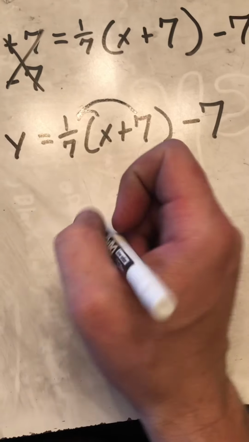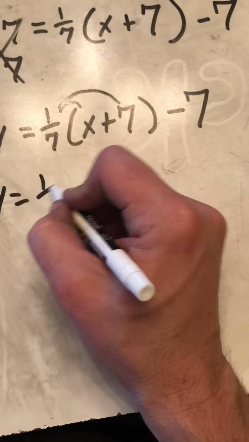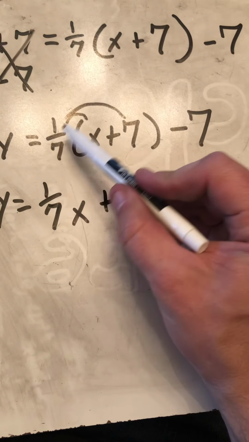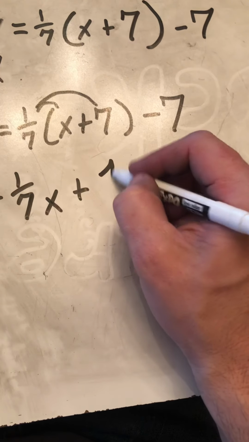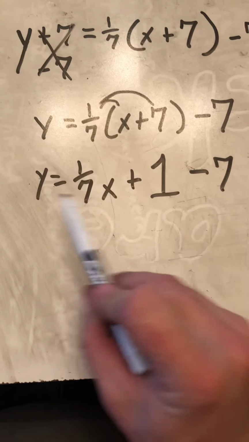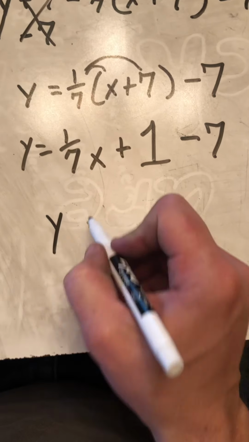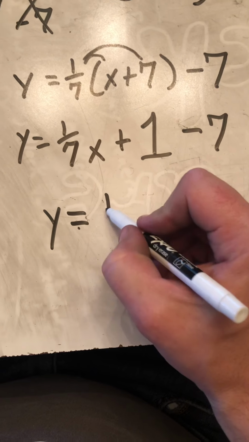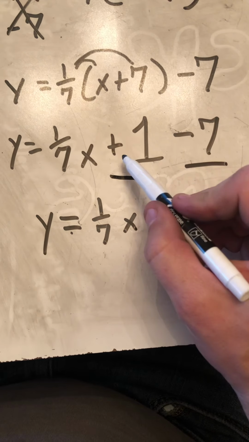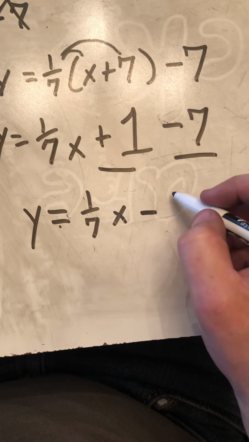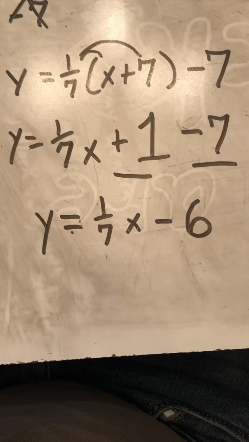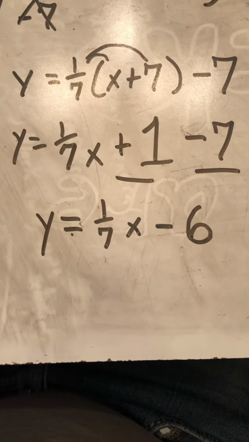So I'm going to get y equals 1/7 x plus, what's 1/7 of 7? That's going to be 1. And then minus 7 here on the end. And then I simplify it even further, and it's y equals 1/7 x, and I combine these like terms. Plus 1 minus 7 is minus 6. I hope this helps explain how to complete IXL Algebra 1 S10 and S12.